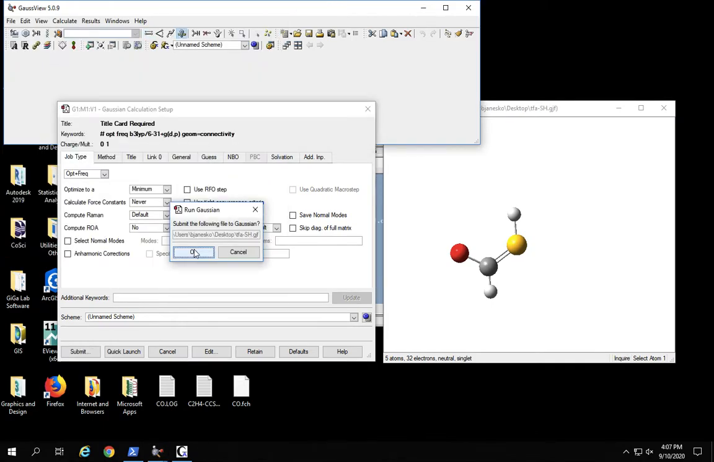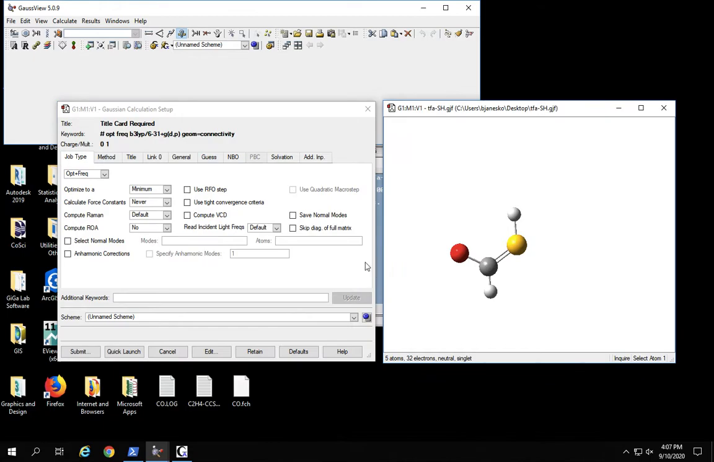It's going to ask me if I want to submit the following file to Gaussian. I'm going to have to wait, because I can only run one instance of Gaussian at a time. So we'll just cancel that and wait for this guy to finish.